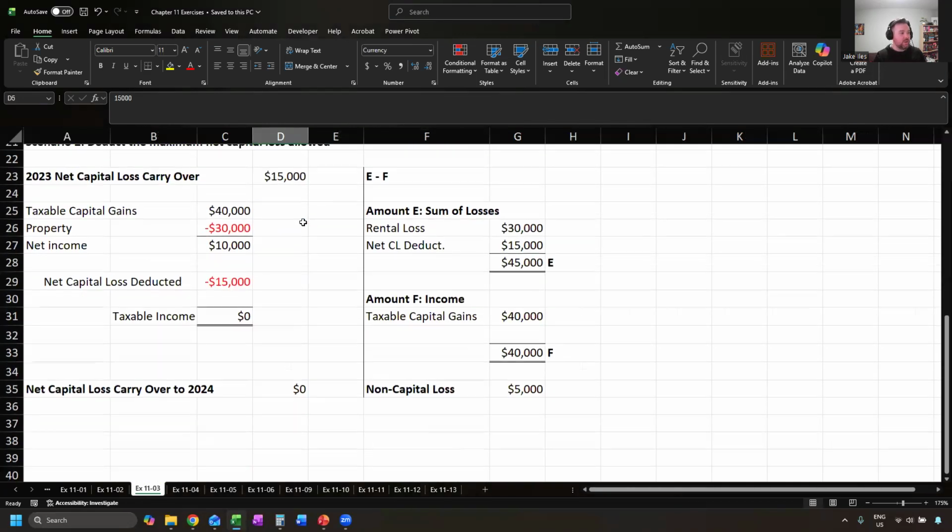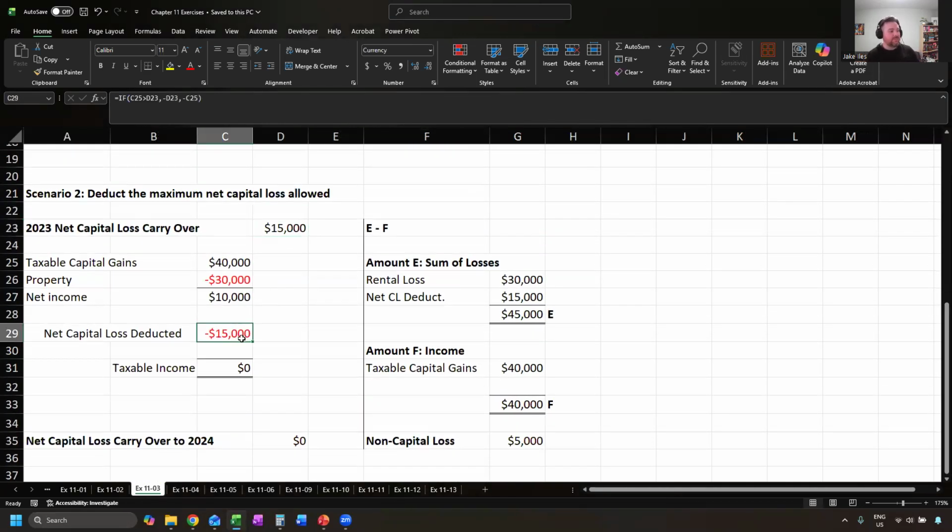So in this next scenario, we do just that. We're going to apply the full 15,000 anyway. Our taxable income stops at zero, so it doesn't change our taxable income, but it gets that net capital loss to zero. So now when we go to our E minus F, our total losses is now 30, plus the capital loss we used is now 45. Taxable capital gains is 40. E minus F means our non-capital loss is $5,000. So by using it anyway, we didn't change the tax outcome of this year, but we converted that loss into non-capital loss to make it more useful in the future.